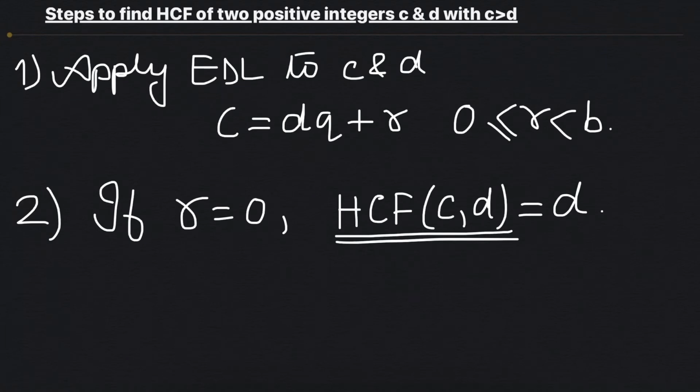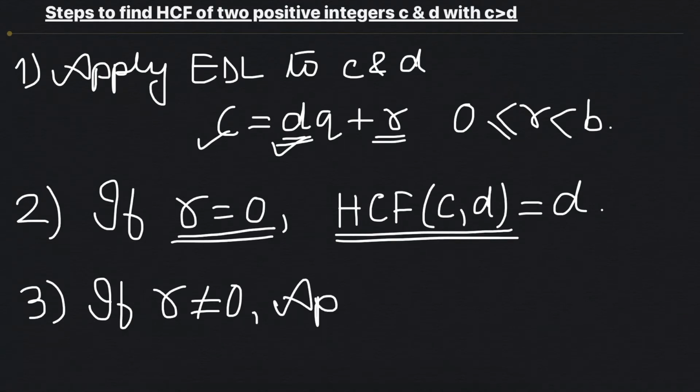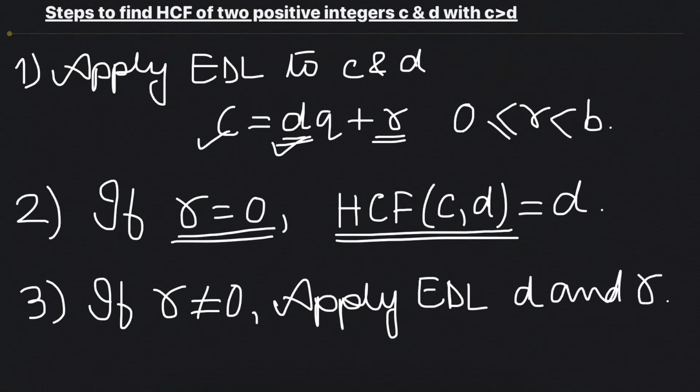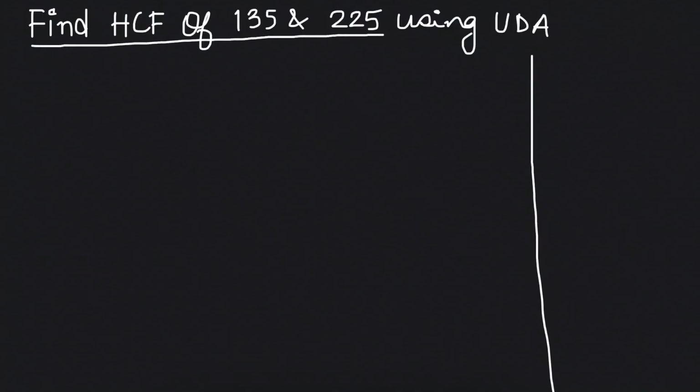So the condition is, if the r value is 0 in the first step, then this value d is the HCF of both c and d. Step 3 is, if r is not equal to 0, then again apply Euclid's division lemma for d and r. So if we take an example, you will understand better. Try to find the HCF of 135 and 225 using Euclid's division algorithm.